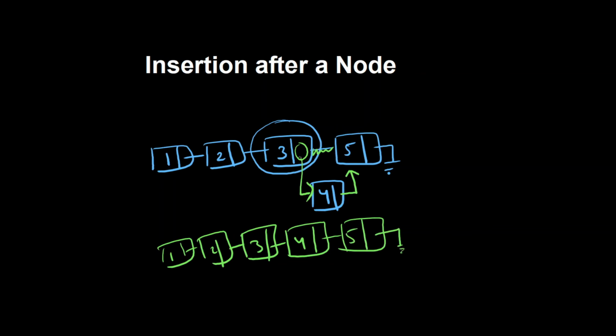Your 4 is successfully inserted, 3 starts pointing to 4, 4 starts pointing to 5, and basically 1, 2, and 5 sort of remain unaffected. They didn't even know what the hell happened here, right? So yeah, this was the insertion after node. Let's move to the coding part.